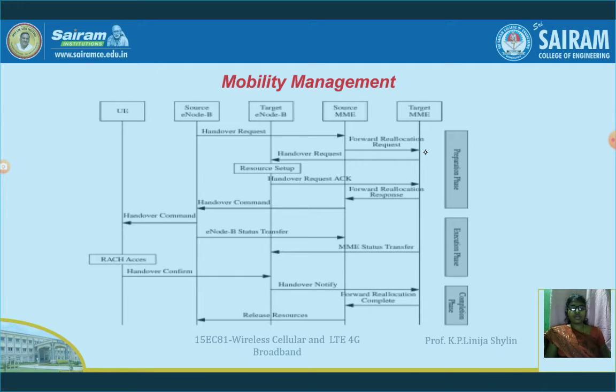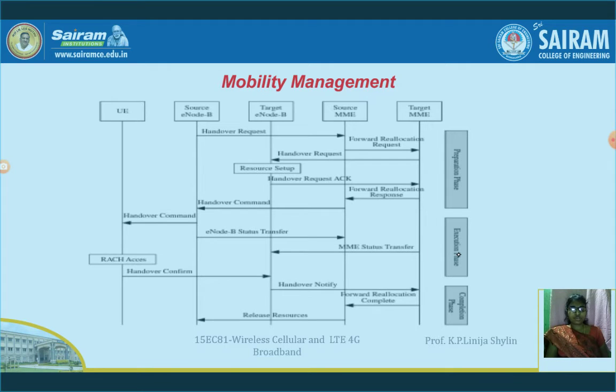Understood? The request is to set up the appropriate resources for the user equipment. Once the resources have been allocated at the target eNode B, it sends a handover request acknowledgement to the mobility management entity. The resource setup has been done. From here the handover request has come to the target eNode B, after that the resource setup is done, then the handover request acknowledgement is given to the target mobility management entity. So requisition, then setup, then acknowledgement. All this process happens in the preparation phase.